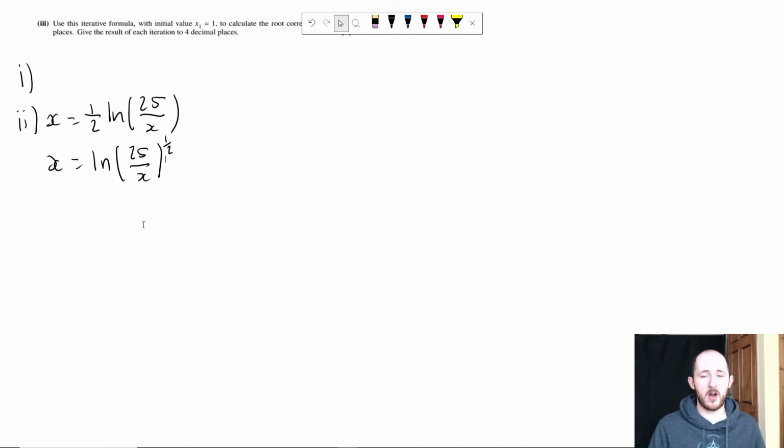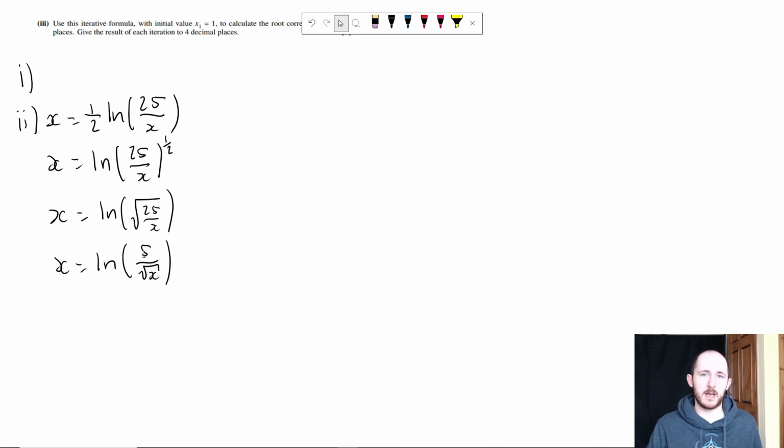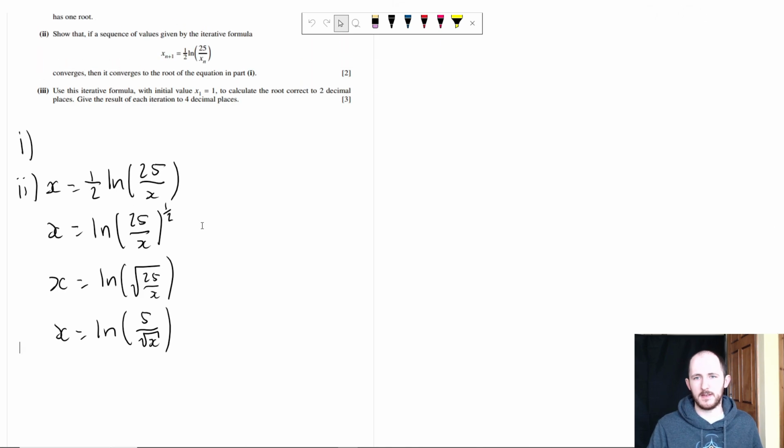So if you have something to the power of a half, that means you're square rooting. So you have x is equal to ln, 5 over square root x. A question you might have is, why are we ignoring the negative value of the square root? Because technically it would be plus minus 5. Remember, you cannot square root a negative number. So if I have a negative in there, bad things will happen to me. So I'm not going to do that.